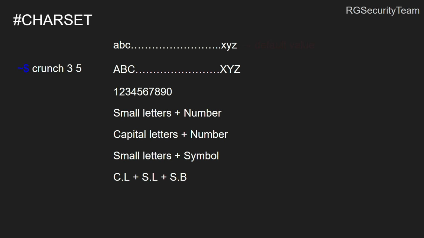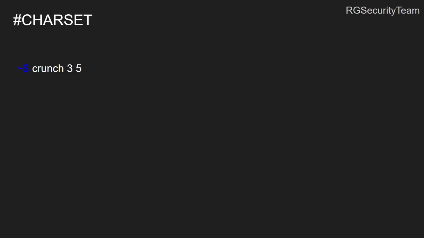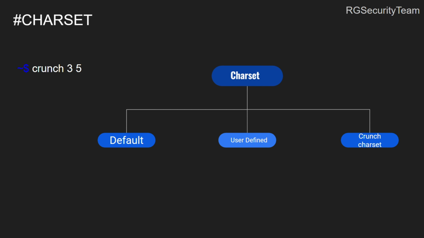Now, whenever you give this command to crunch, this character set is the default, so it simply uses it and generates a word list. So how do we generate a word list using the other ones? Let's see. Whenever we talk about character sets, we have three options available. First of all, we have default. What happens in case of default? You didn't mention anything here. You simply gave minimum and maximum. So it will use whatever is its default character set.